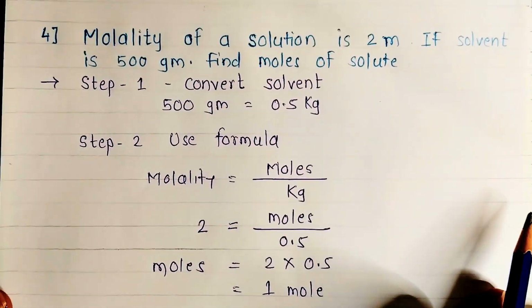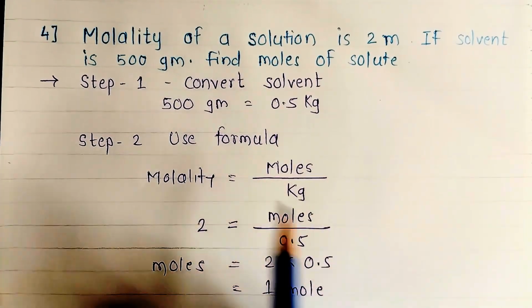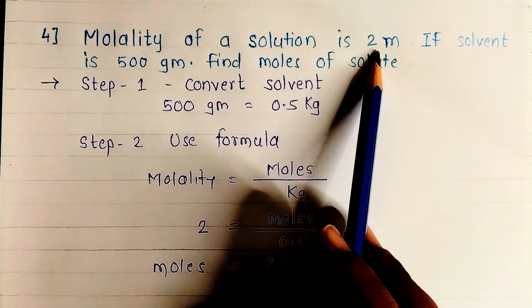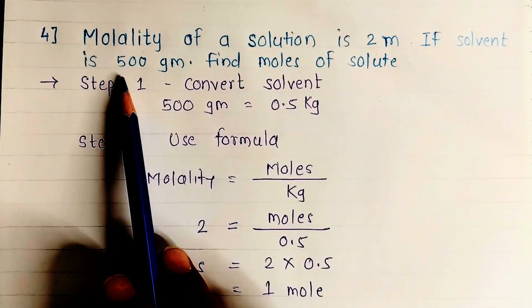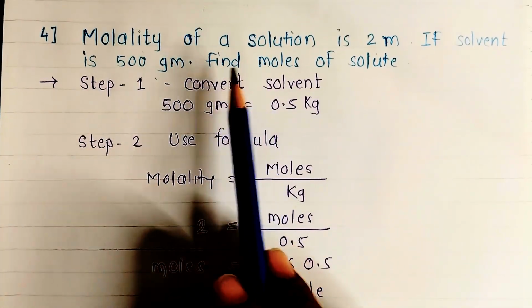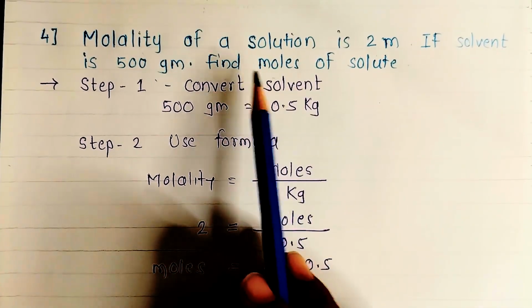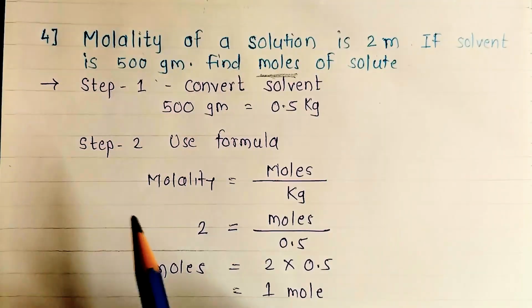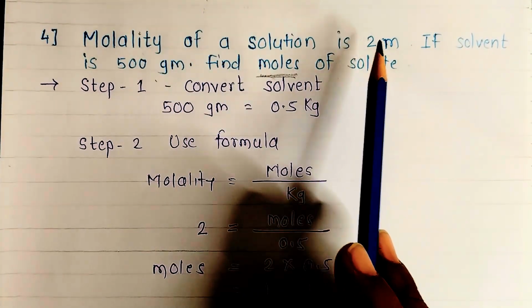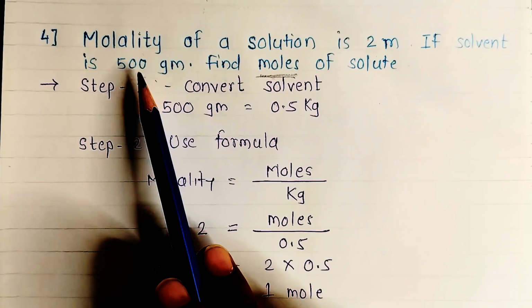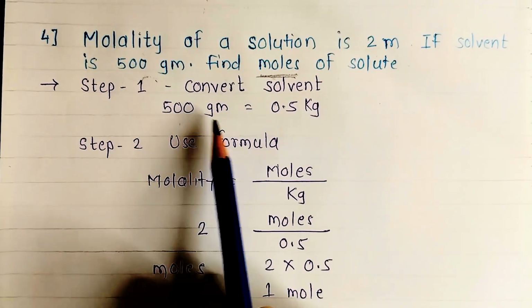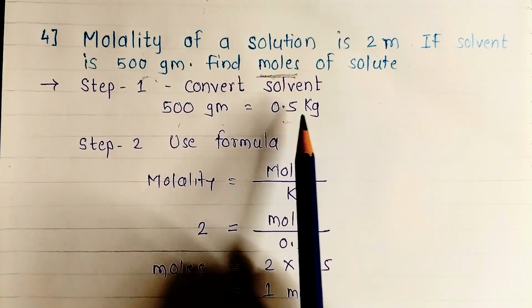Now example number 4. Molality of a solution is 2 molal, means here molality is given. If the solvent is 500 gram, find moles of solute. Means we have to calculate the moles of solute. Molality is given and solvent weight in gram is given. So we have to convert this solvent weight from gram to kilogram. Means 500 gram means 0.5 kg.